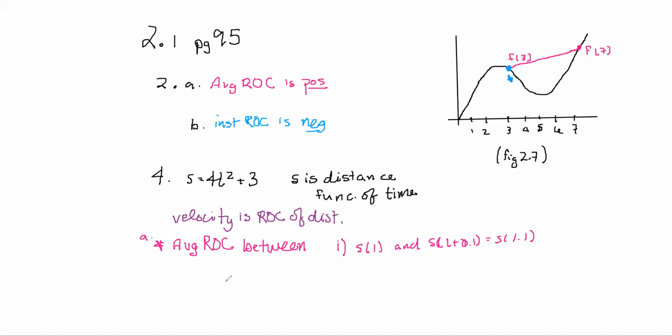We're going to do basically the exact same thing that we did up there. We're going to figure out what S of 1 and S of 1.1 are going to be. This time we're not looking at graphs, though. We're looking at numbers. So S of 1 is going to equal 4 times 1 plus 3, which will be 7. And S of 1.1 is going to equal 4 times 1.1 squared plus 3. Let me grab a calculator and we can figure out what exactly that is.